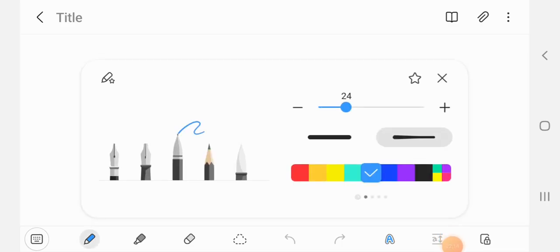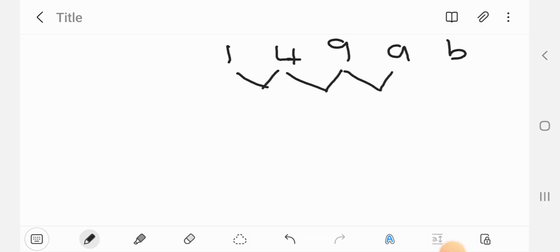So I am going to write the pattern. We have 1, we have 4, we have 9, we have A, and we have B. Okay, so when we look at the difference and say 4 minus this 1, we get 3, and then 9 minus the 4, we get 5.